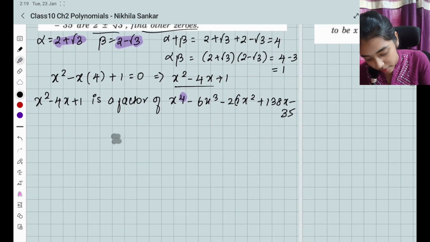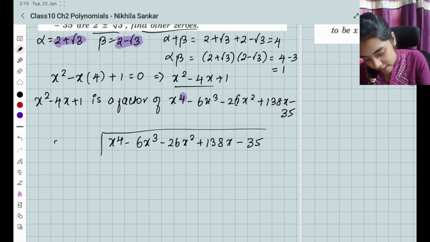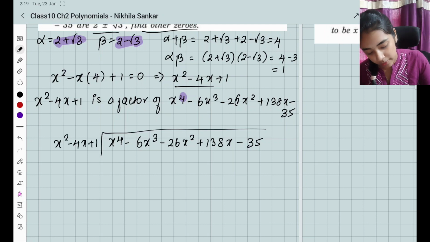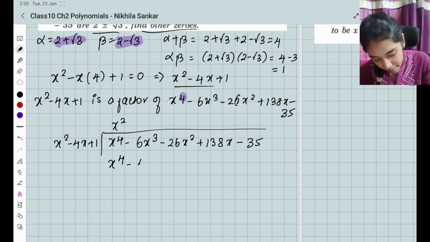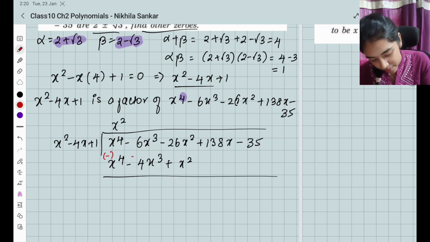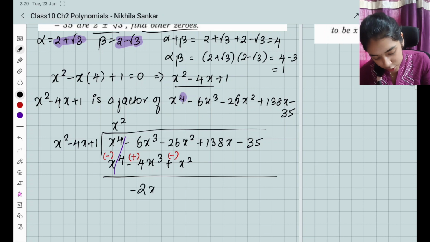We have x power 4 minus 6x cube minus 26x square plus 138x minus 35 divided by x square minus 4x plus 1. So first of all, I'm going to multiply by x square. And x power 4 is there. So we have x power 4 minus 4x cube plus x square. Okay, we know this now? So when you subtract, here it becomes a plus and here it becomes a minus. So the first term gets cancelled. Minus 6x cube plus 4x cube, so we have minus 2x cube. Then minus 26x square minus x square, so this is minus 27x square. You can bring the next term.